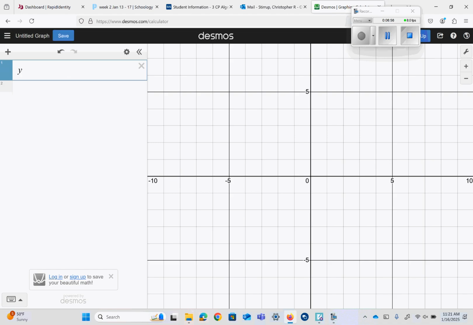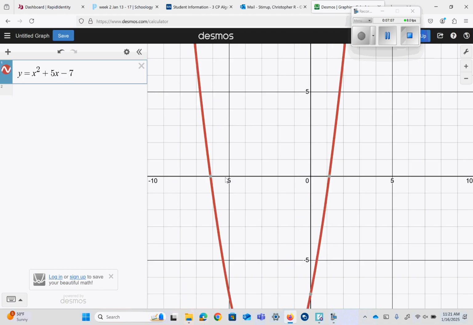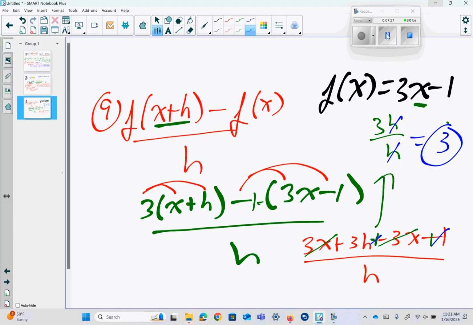So I get y equals x squared plus 5x minus 7. So you get here and here. My friends, those are not exact answers. So if they're going to ask for the exact answers, that means we have to do one of two things. We could use the quadratic formula, which is a gimmick, or we could complete the square. I personally would like us to focus on completing the square.